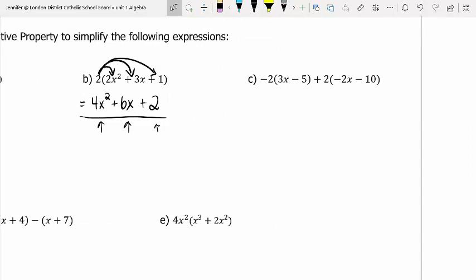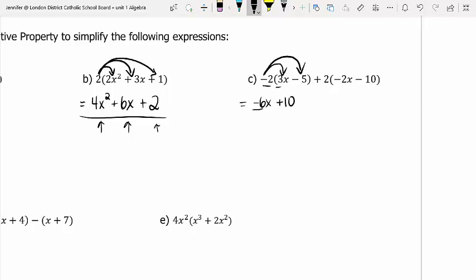Okay. This one has 2 sets of distributive property, right? 2 sets of brackets with numbers out in front. So we just have to do distributive property twice. So first, negative 2 times 3x is negative 6x, because negative 2 times 3 is negative 6, and then we have an x as well. And then negative 2 times negative 5. Remember, multiplying 2 negative numbers together gets you a positive answer. So negative 2 times negative 5 is positive 10.